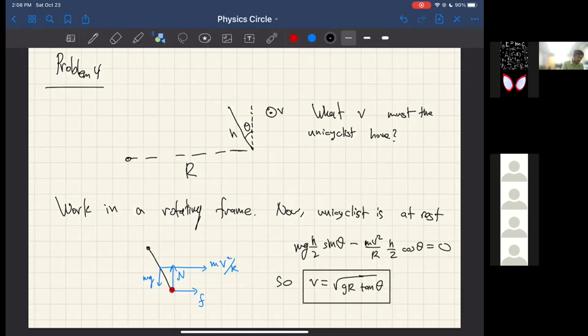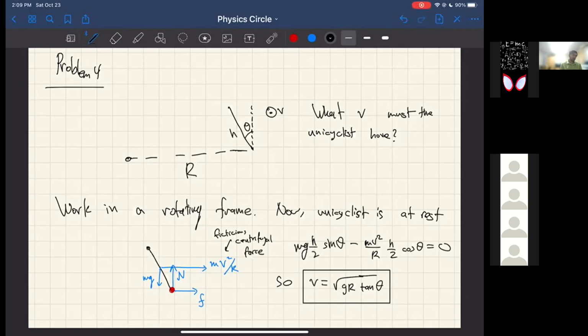Does this make sense? So don't worry too much about centrifugal forces and fictitious frames. This is what's known as a centrifugal fictitious force. And the only reason this exists is because we're working in an accelerating frame of reference.